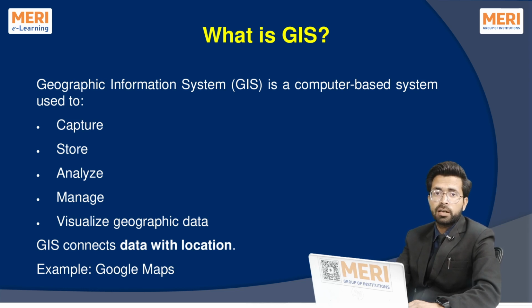GIS allows us to capture, store, manage, analyze and visualize information connected to locations on earth. The most important idea behind GIS is the connection between data and location. Every geographic object exists somewhere on earth and GIS records that position using coordinates. Once data is linked to coordinates, it becomes spatial data that can be mapped and analyzed.